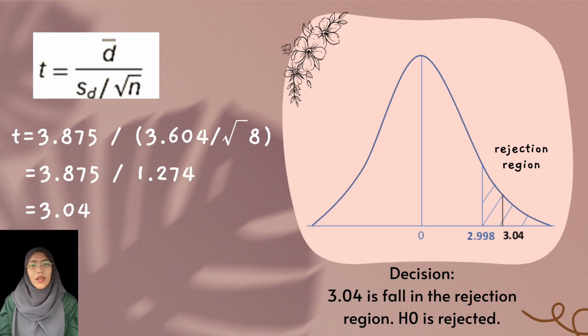We can see in the graph that we sketched, 3.04 falls in the rejection region. That means the null hypothesis is rejected.